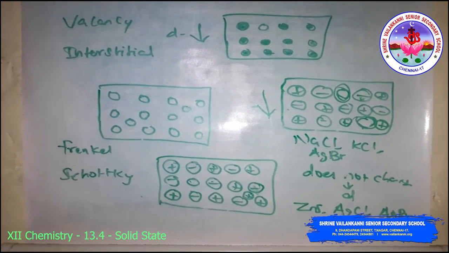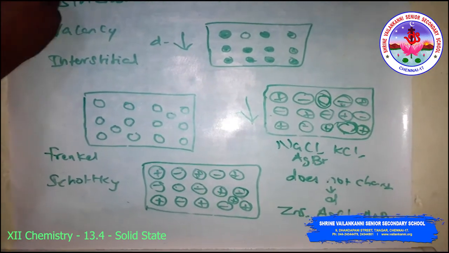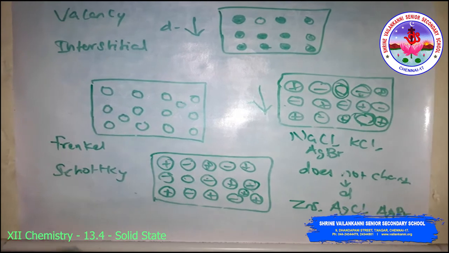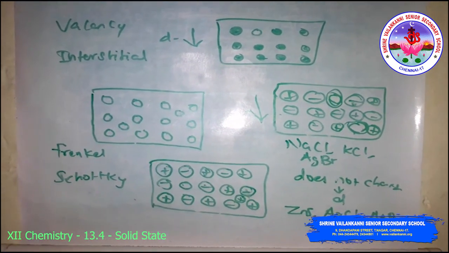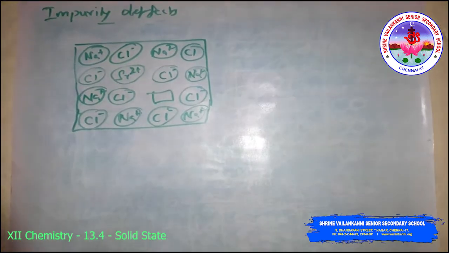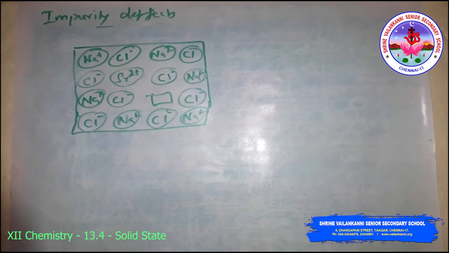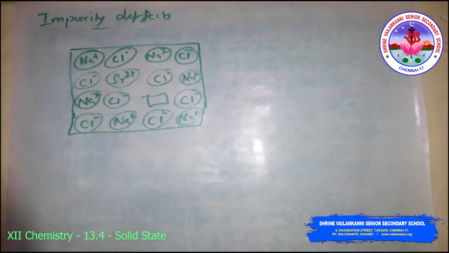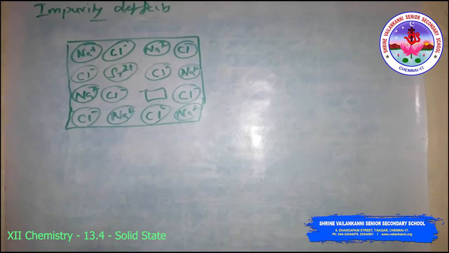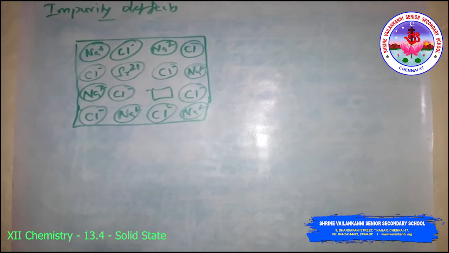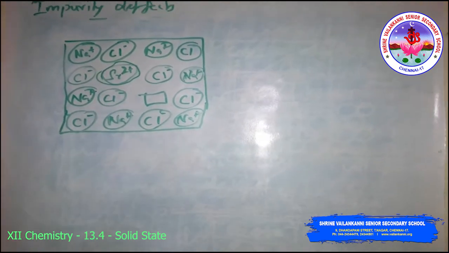Okay, the first one is the stoichiometric defect. The second is the impurity defect. In impurity defects, molten NaCl containing a little amount of strontium chloride is crystallized. So some of the sites of the sodium ions, look at this, are occupied by strontium ions. Look at here, the strontium ions.